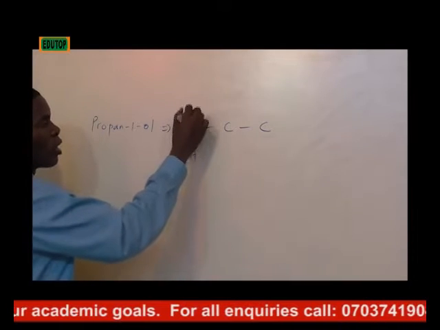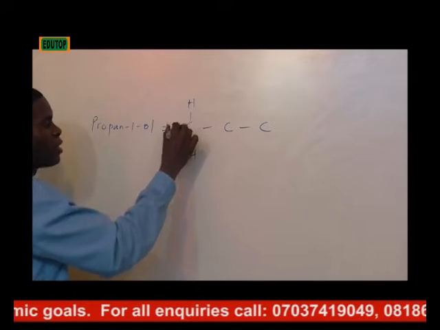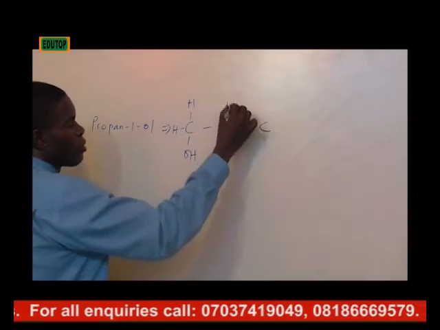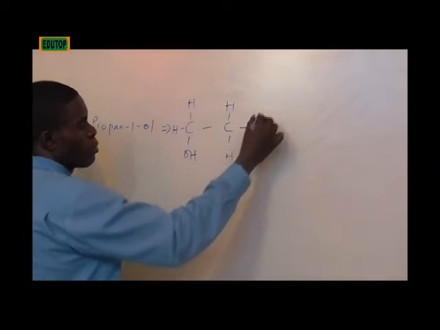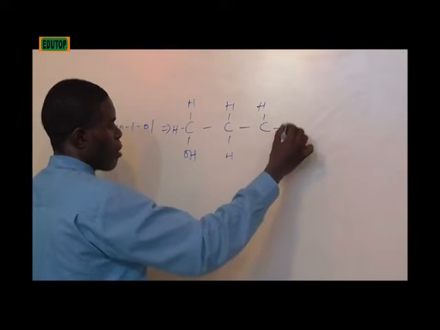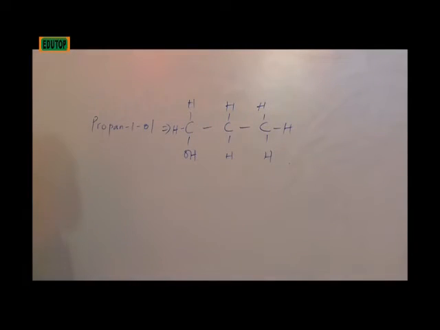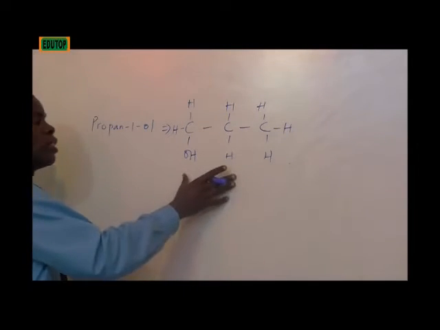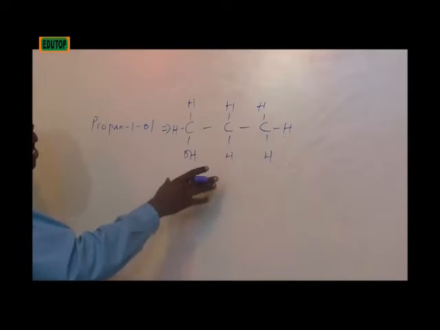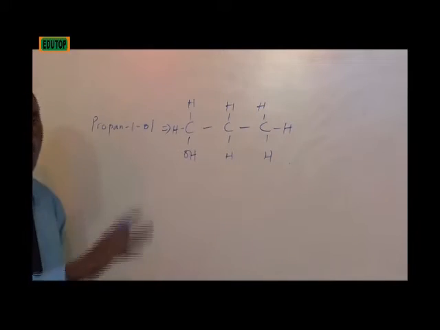Then you satisfy the tetravalency of carbon. 4 bonds must surround carbon, as the chemistry of carbon requires. So in that situation, this is known as propan-1-ol.